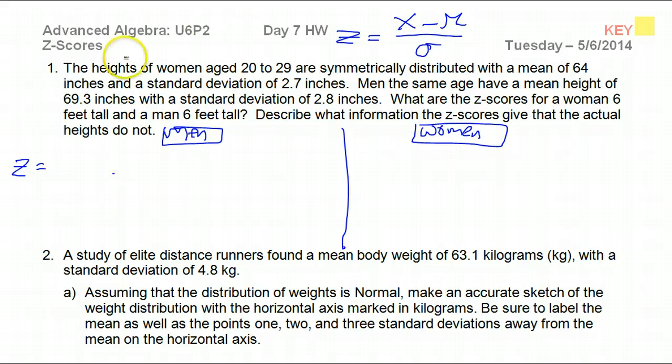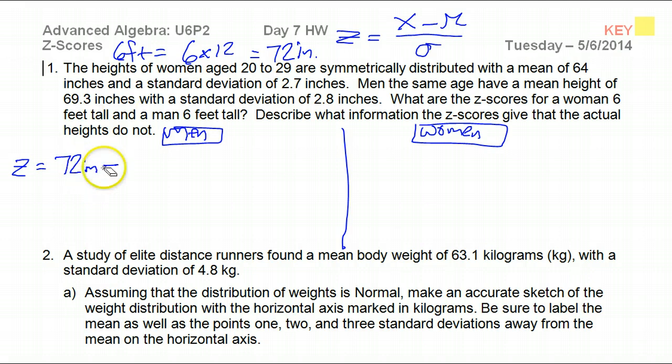So fine, 6 feet tall. If I want to convert that to inches, I need to do 6 times 12. There's 12 inches in every foot. 6 times 12 is 72. Why did I put 77? I don't know. But 6 feet tall is the same thing as 72 inches. So like I was saying, the man, 6 feet tall, or 72 inches.